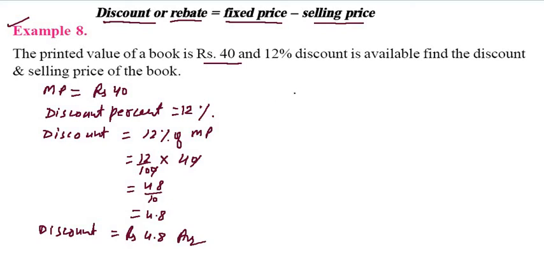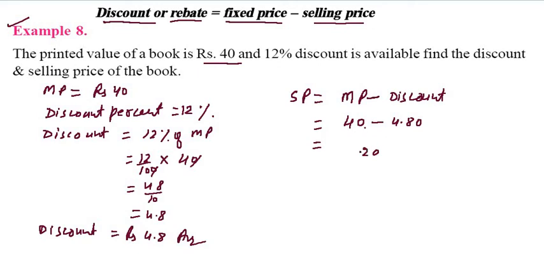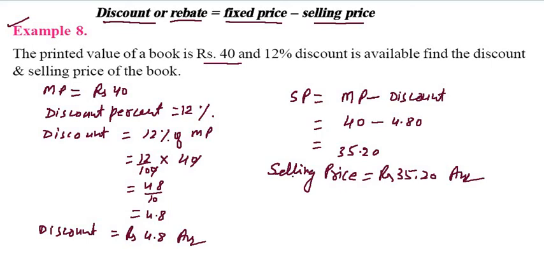Now selling price. Selling price, that is the SP. SP is equal to mark price minus discount. So mark price is given as rupees 40 and the discount is 4.80. So 10 minus 8, that is the 2, point here. 9 minus 4, that is the 5 and here is 3. So 35.20 rupees. So you can say this selling price is equal to rupees 35.20. So that will be your second answer. So you can do very well.